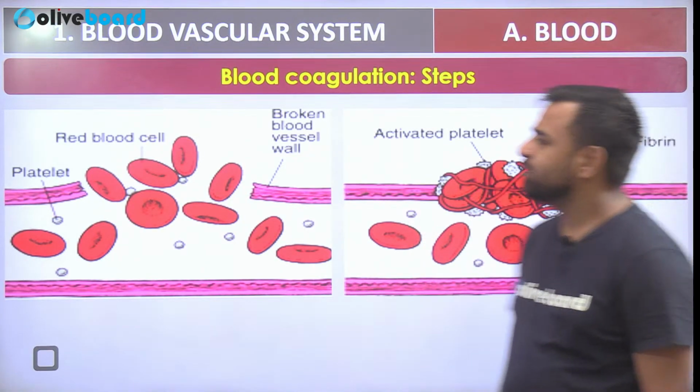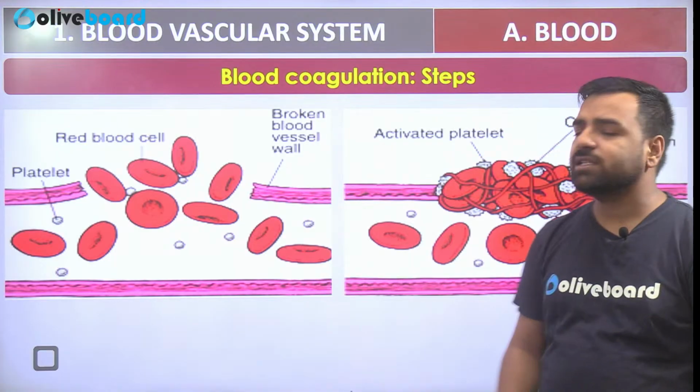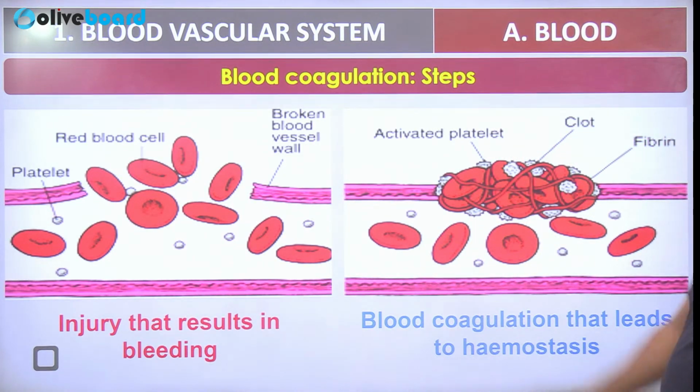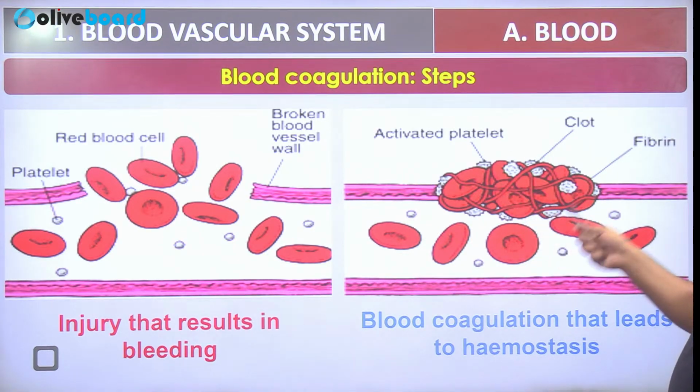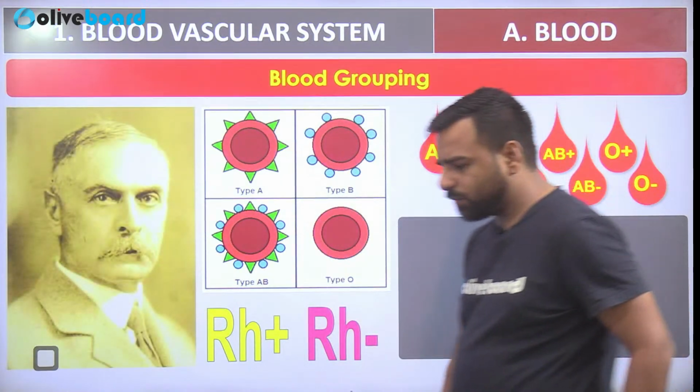So it's mentioned here. These are the platelets, these are the RBCs, and these small dots are actually WBCs, which are maintaining your immune system. So injury results in bleeding, and finally here blood clotting is done. And I've already explained how this clotting was done. Okay, so now guys, let's move forward with blood grouping.